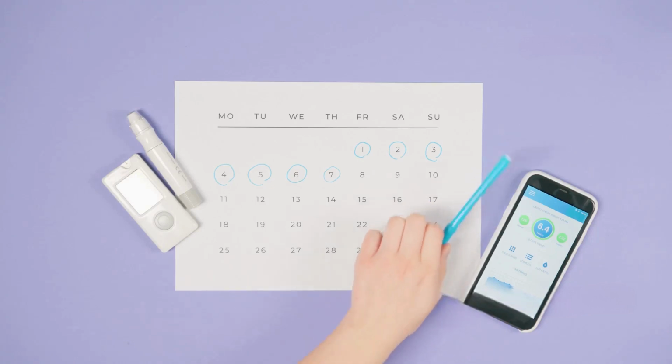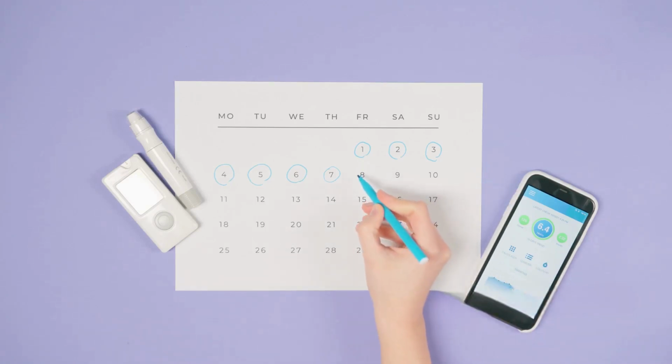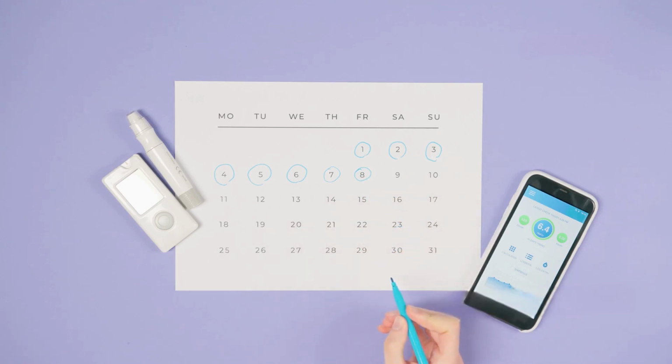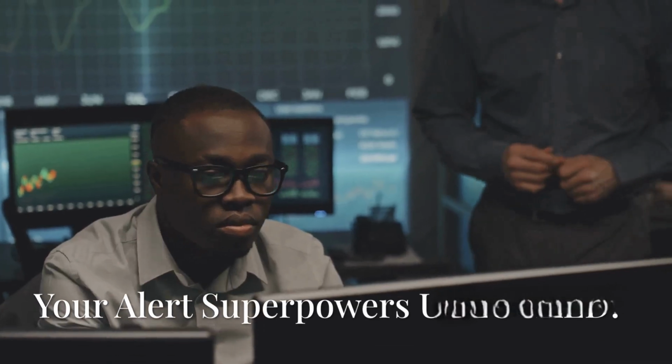So, make sure earnings dates are marked on your calendar and set strategic price and volume alerts around those dates for the stocks you care about. This proactive approach can help you navigate the complexities of earnings season with greater confidence.